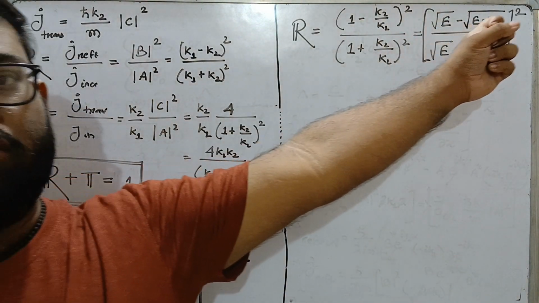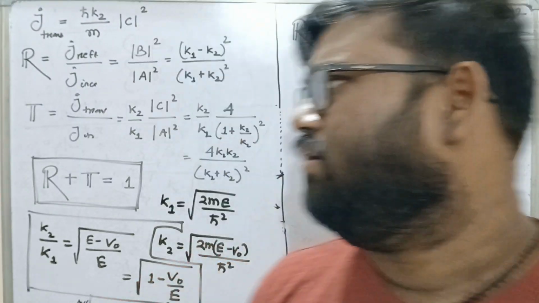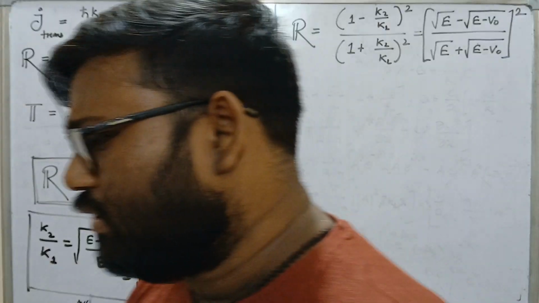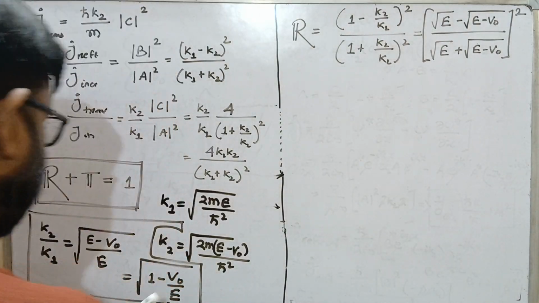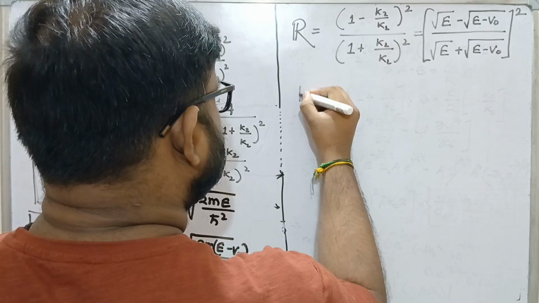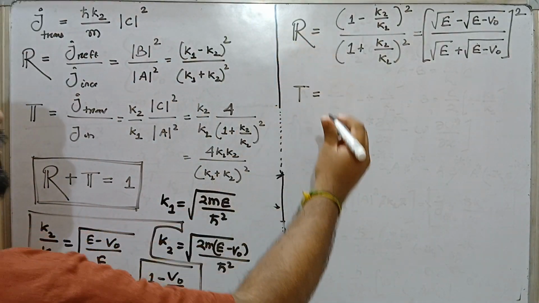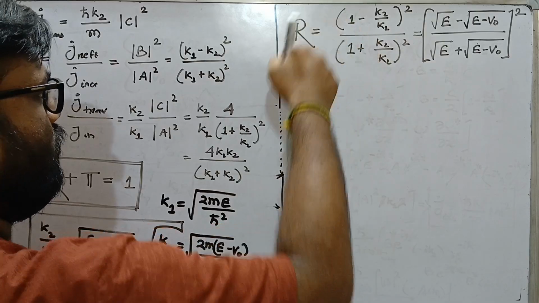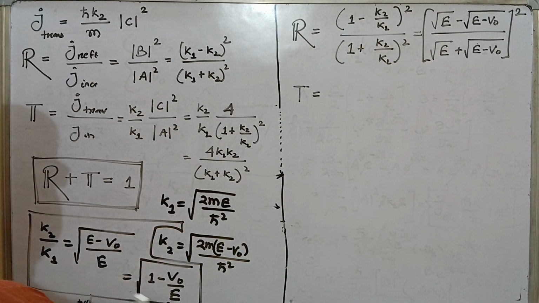This is easier to calculate in exams. I've seen many questions asked on this term. Now, transmittance you can simply say is equal to 1 minus R, and do it, but let's do it using this formula.